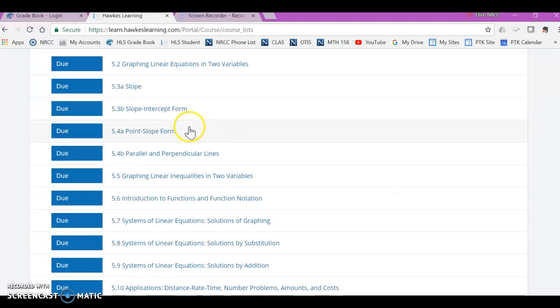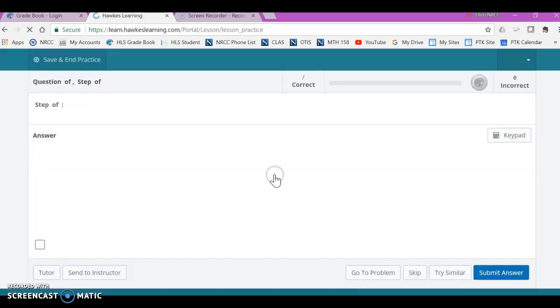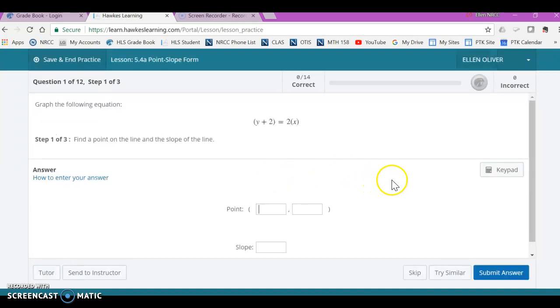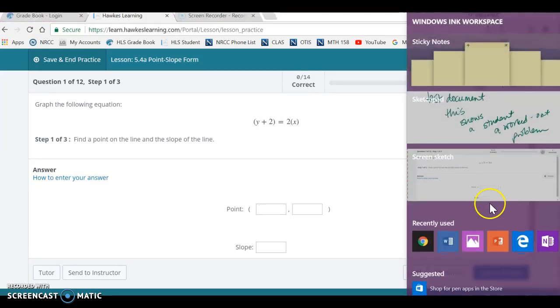Okie dokie. So we talked about the slope intercept form. Now we're going to talk about the point slope form, a different form of an equation of a line. And I just want to remind you of what that looks like.